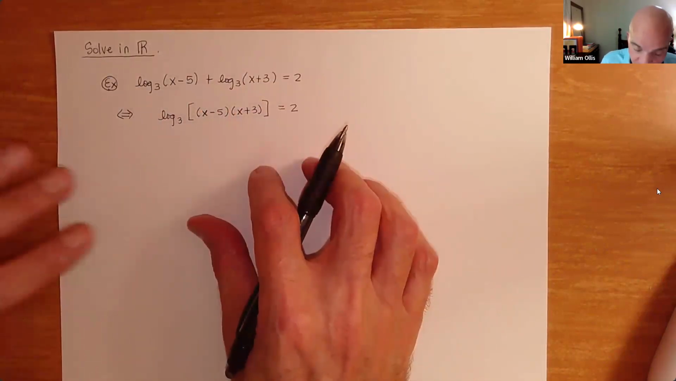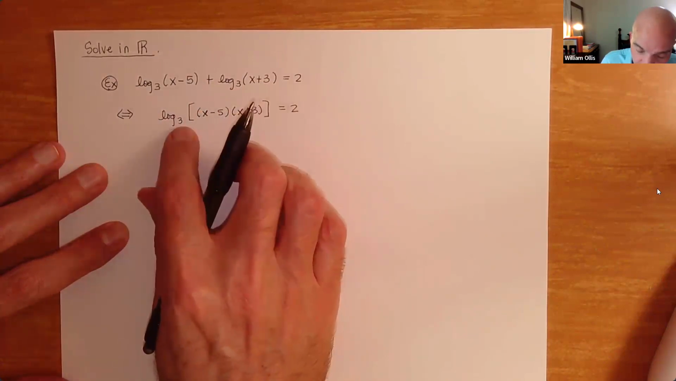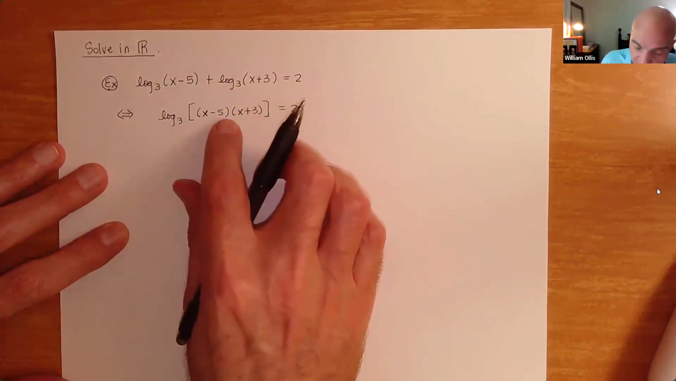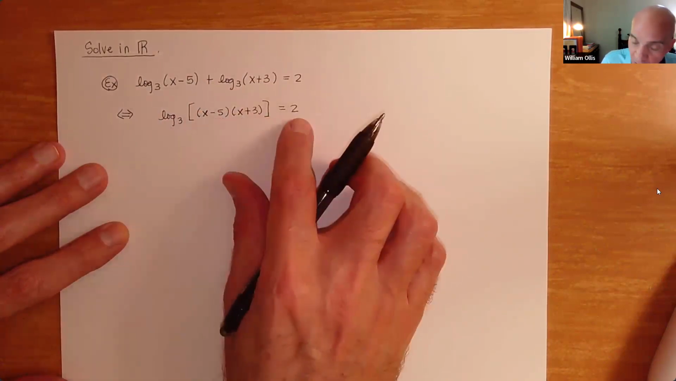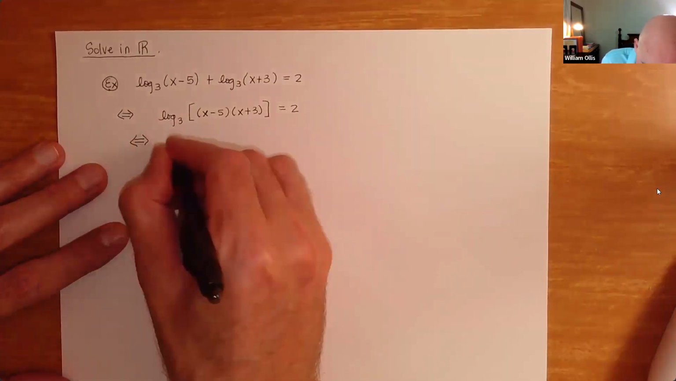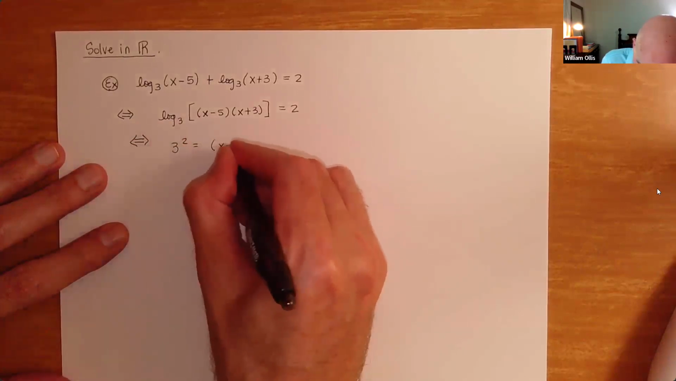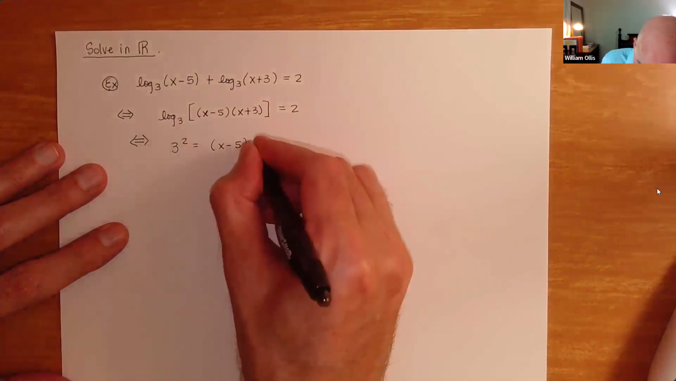And now what you can see is we can apply the toggle. That is, the power of 3 that equals x minus 5 times x plus 3 is 2. What's a logarithm? Power of the base. So 3 squared equals x minus 5 times x plus 3.